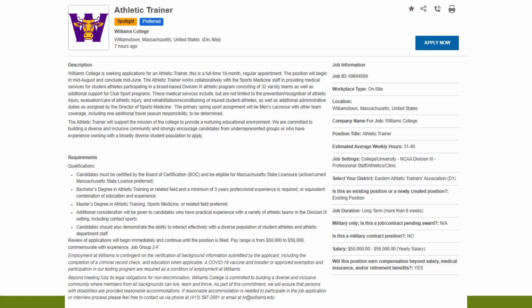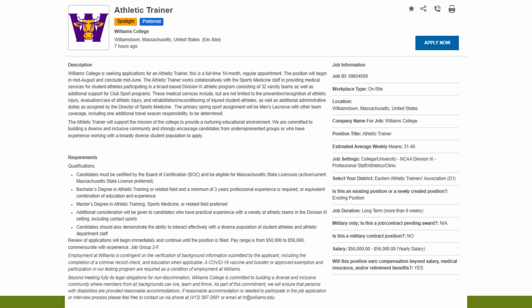Here's a quick sample of a position posting. This position is for a full-time, 10-month appointment as an athletic trainer working at a Division III institution. This Division III athletic training program consists of 32 varsity teams as well as the additional support of club sport programs. This employer is expecting medical services to include the prevention and recognition of athletic injuries, evaluation and care of athletic injuries, rehabilitation and reconditioning of injured student athletes, and administrative duties as assigned by the Director of Sports Medicine. The primary spring sport assignment would be men's lacrosse with other team coverage, including one additional travel season responsibility to be determined.